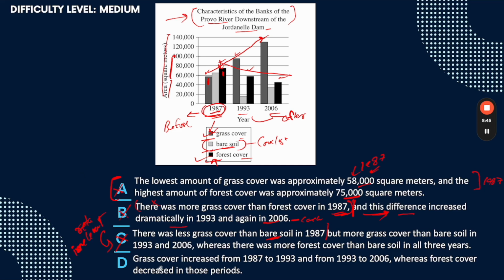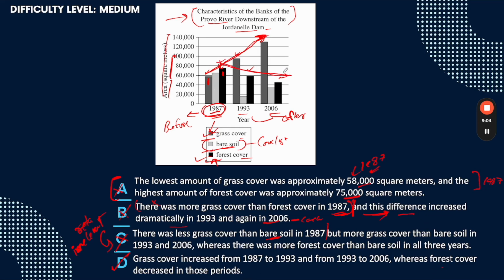Let's go to D now. Now this has to be the correct option, right? You could eliminate A, B, C, so this has to be the correct option. And let's just see how this is placed. Grass cover increased from 1987 to 1993. That is exactly what we identified. It increased, whereas forest cover decreased in those periods.